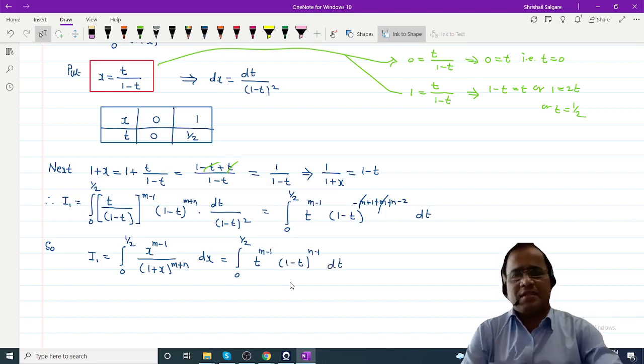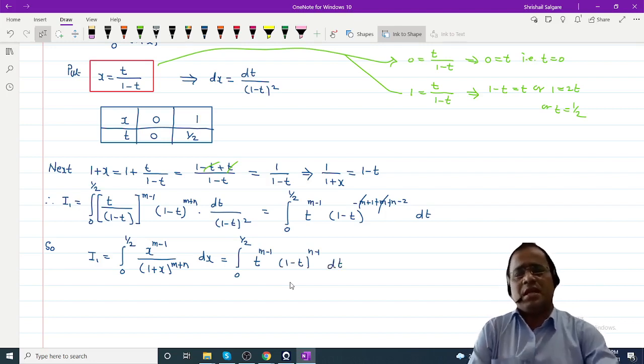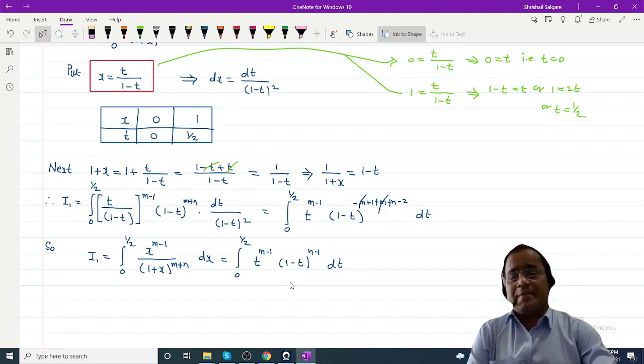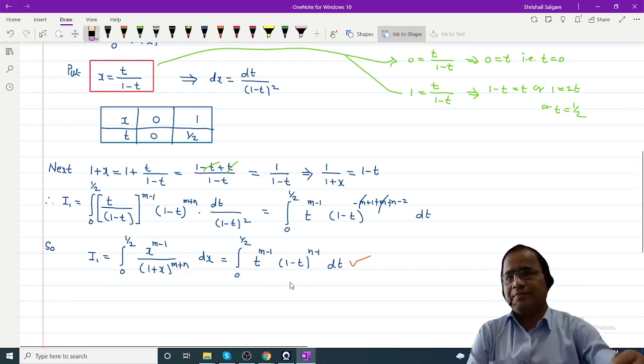Now further simplification is not possible because the integrand we are getting is in the form of beta. But what about the limits? For beta we are having 0 to 1. So further simplification is not possible. That's why I will keep this one as it is. Sir, I1 equals, in limits, sir, 0 to 1 we have to write. Very good. 0 to 1. Yes, it is 0 to 1. Correct. Thank you.